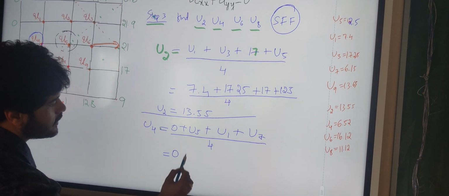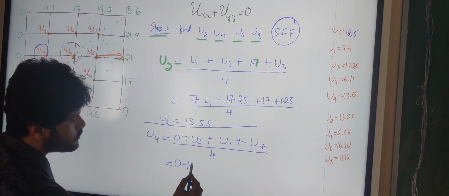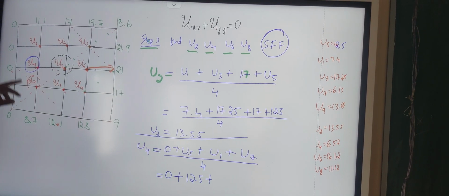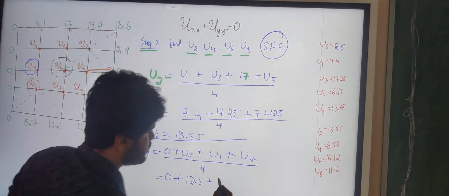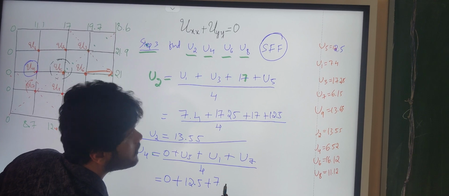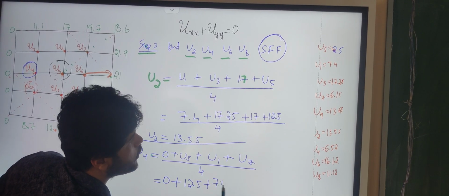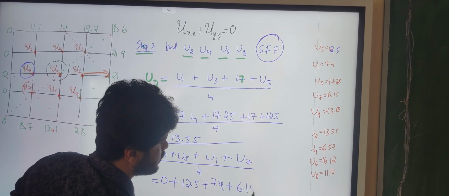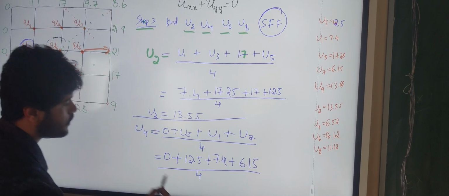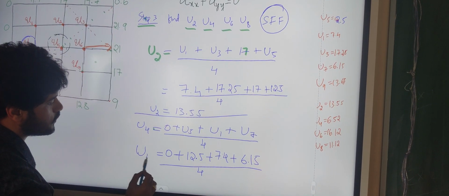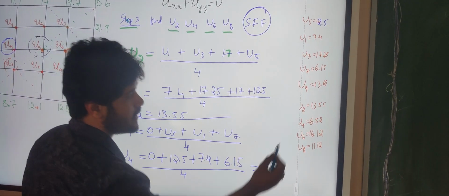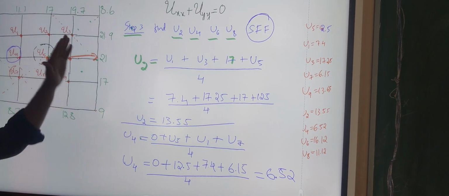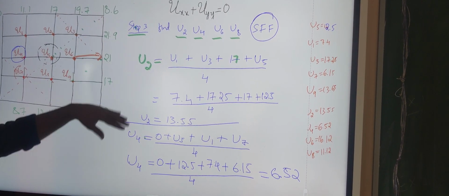So what is u5? So till now I have only one value for u5, that is 12.5. Next, what is u1? So u1 value is found in step 1, 7.4. Next, what is u7? u7 is 6.15 and divide this by 4. I will get the value of u4 and what I have identified is 6.52. Okay, so now I have got u2 and u4.